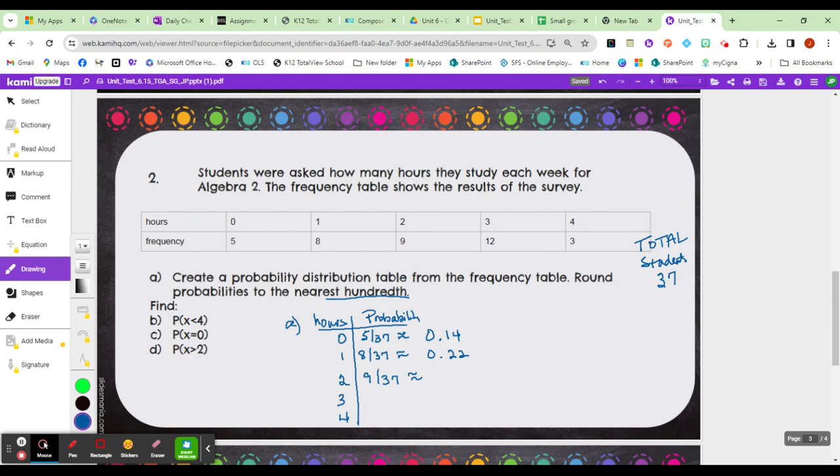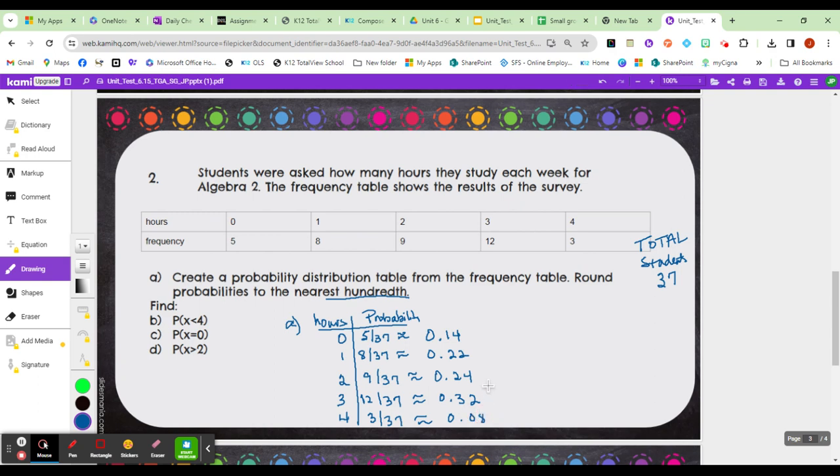That's 0.24 rounded. 3 hours, 12 students studied 3 hours. That's 12 out of 37. That's 0.32 rounded. And the number that studied for 4 hours is 3 students. That's 3 out of 37. 3 divided by 37, round to the nearest hundredth, is 0.08.